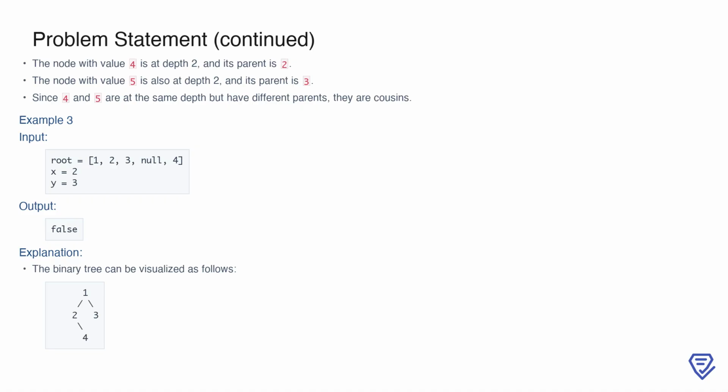Now, for the third example, the input tree is represented as 1, 2, 3, null, 4, and we are checking if nodes x equals 2 and y equals 3 are cousins. The tree can be visualized with node 1 as the root, and nodes 2 and 3 as its left and right children, respectively. Node 4 is the right child of node 2. In this case, the function will return false, and here's why.